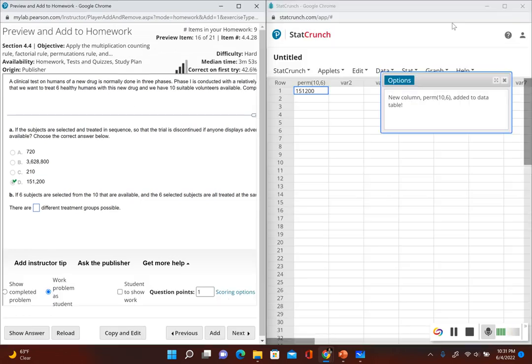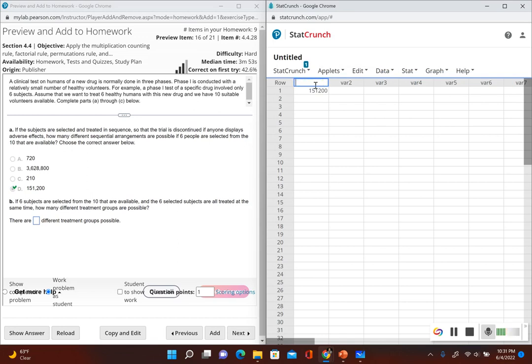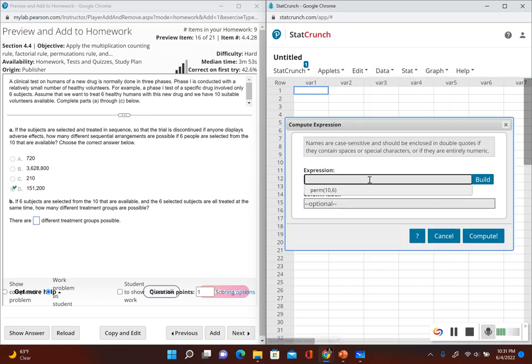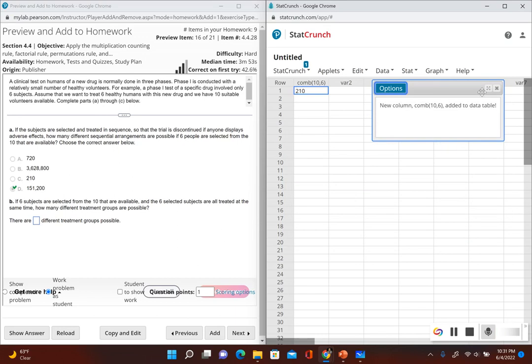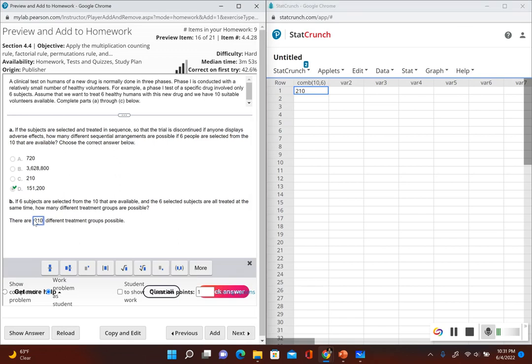So let's go back to StatCrunch. Let me delete these right here. Okay. So we're going to go to data, compute, expression. This time we have combination. So I put COMB. We still have 10 subjects and we're choosing 6. Okay, click on compute. So there's 210 different arrangements. So we have 210.